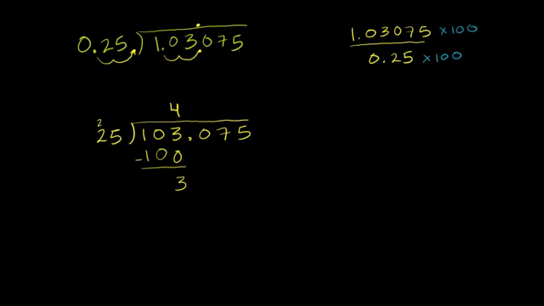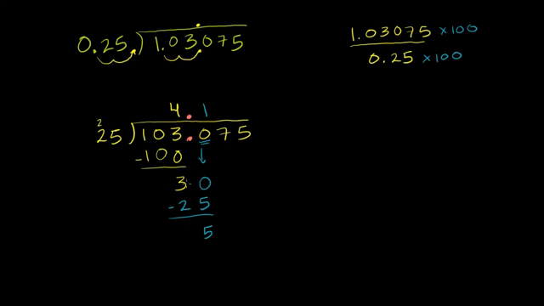And now we can bring down this 0. 25 goes into 30 one time. And if we want, we can immediately put this decimal here. We don't have to wait until the end of the problem. This decimal sits right in that place, so we could always have that decimal sitting right there in our quotient, or our answer. So anyway, we were at 25 goes into 30 one time. 1 times 25 is 25. And then we can subtract. 30 minus 25, well, that's just 5.